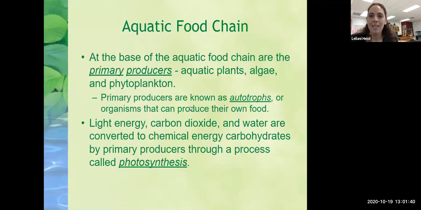So at the base of any food chain, we're going to find our primary producers, things like aquatic plants, algae, and phytoplankton, which are little microscopic plant-like organisms that go through photosynthesis. Our primary producers are also known as autotrophs, and they're organisms that can produce their own food, and they go through the process of photosynthesis to make that food.